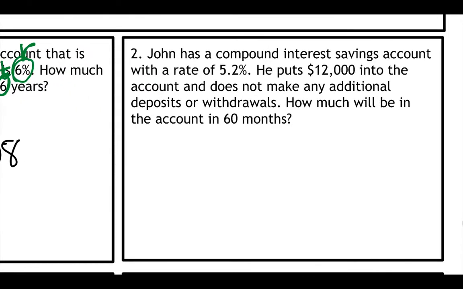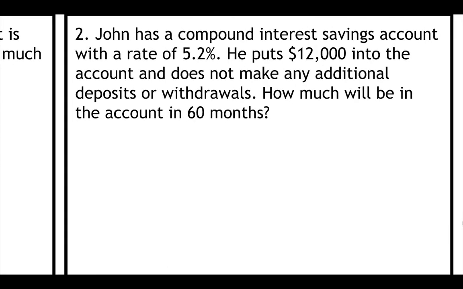Ooh, what did John do? John has a compound interest savings account with a rate. Highlight, underline, circle. Ooh, percent. There's our rate.